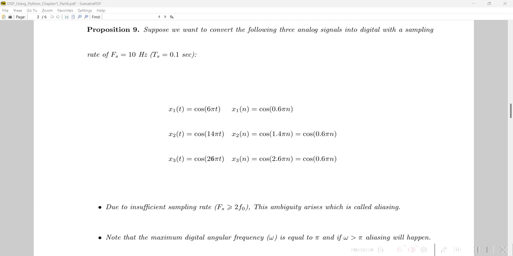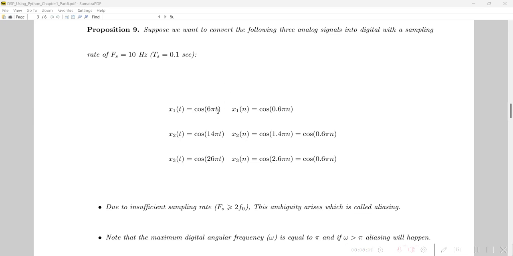And what about 13 hertz? 13 hertz needs a frequency rate of more than 26 hertz. But we are going to use 10 hertz. So for these two cases, we'll have aliasing. The goal of this proposition is to show how the aliasing will act. But for this first one, we will have no problem.